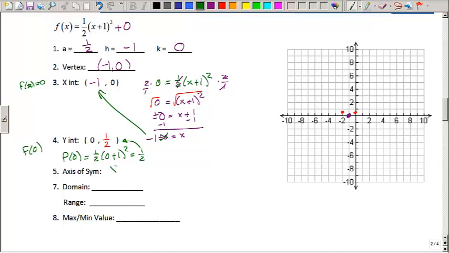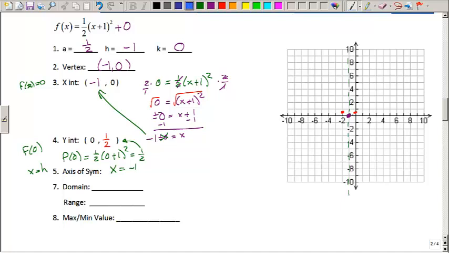My axis of symmetry is always a vertical line at x equals h, and my h value here is -1. I can sketch that. You don't have to sketch it, I just find it a little helpful. You might get an extra point out of it. And now I'm going to sketch my graph.